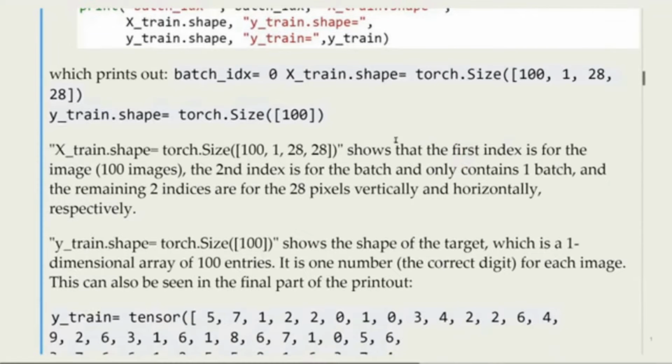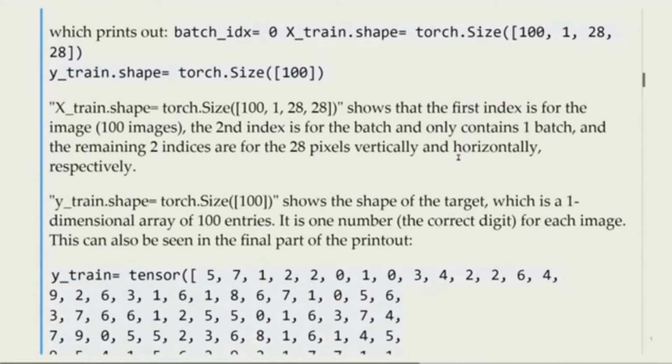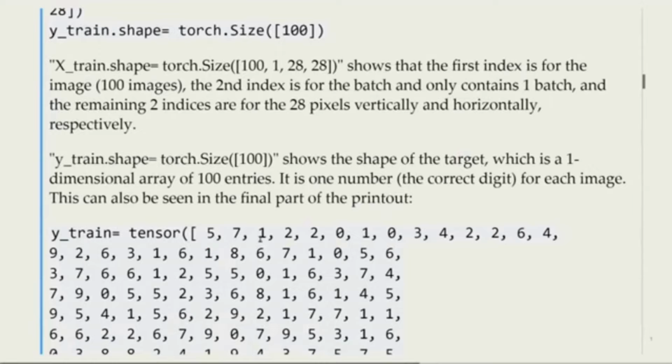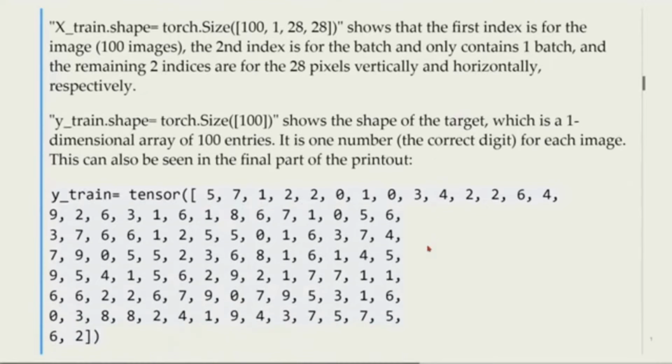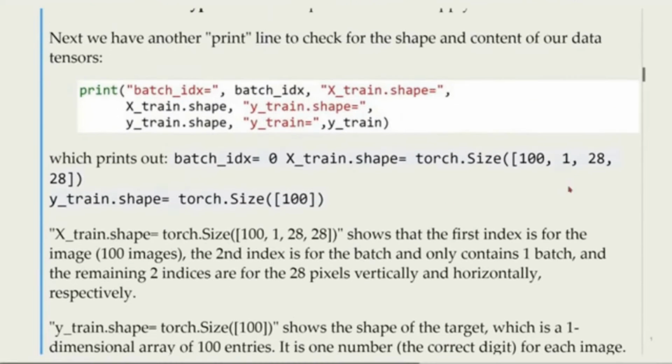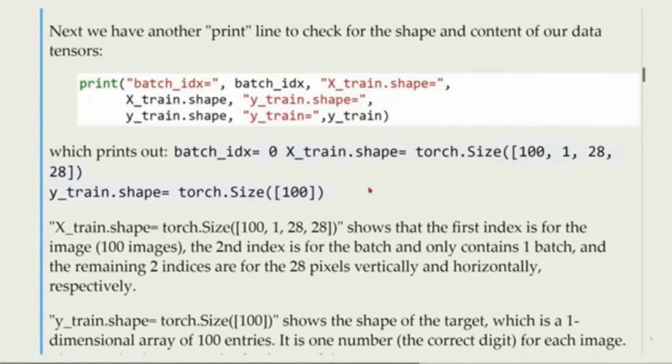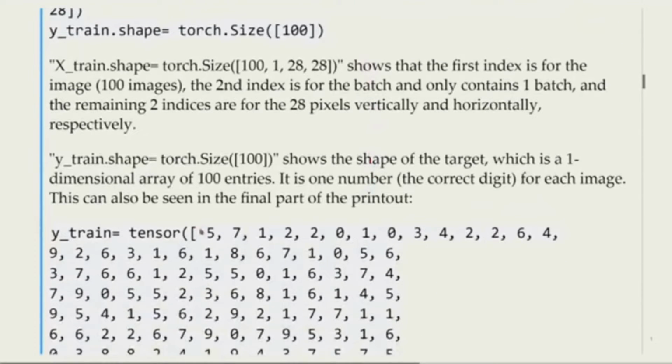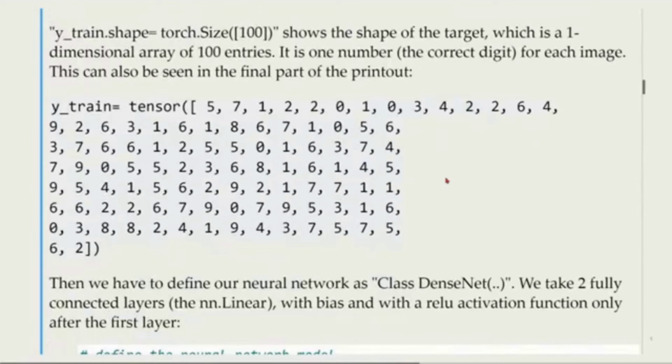This can also be seen in the final part when we print. We're printing our Y-train and it's numbers with digits from 0 to 9. So for each 28 by 28 pixel image, we have a target which is the correct digit that this image represents.